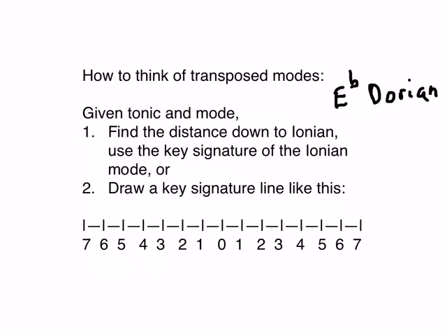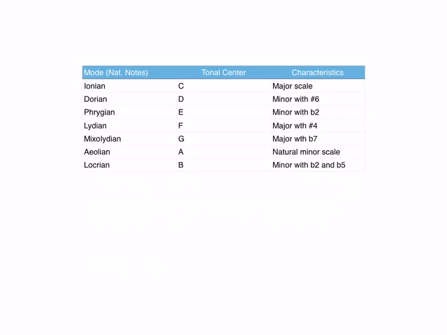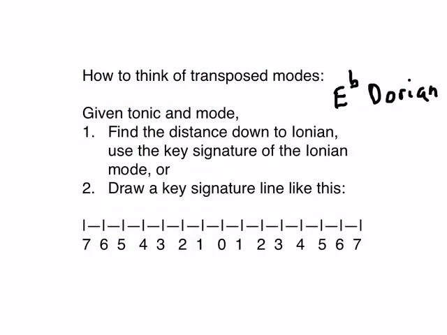So for E-flat Dorian, think back to the table we just saw. Dorian here is a step above the Ionian mode. So in order to get from Dorian to Ionian, we go down a whole step. So now from E-flat Dorian, go down a whole step from E flat, and we get D flat, and D flat Ionian would be 5 flats. So that's the key signature for E flat Dorian as well, 5 flats.